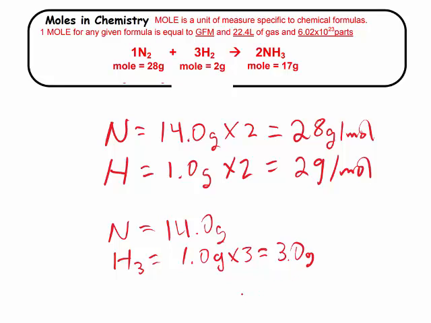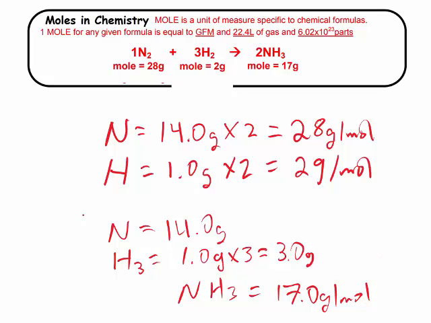So what's my GFM for the formula NH3? Where'd the 17 come from that I see right here? That 17 is my 14 and my 3 added together, right? So NH3 equals 17 grams per mole. All right, so this is the idea of the mole.